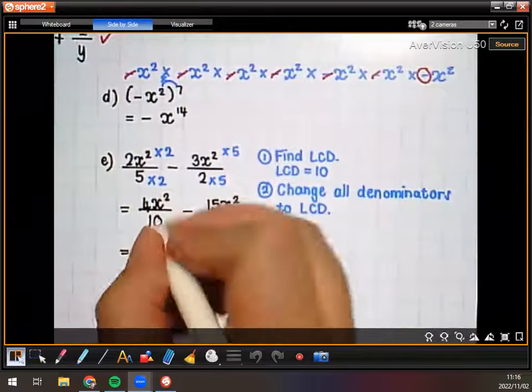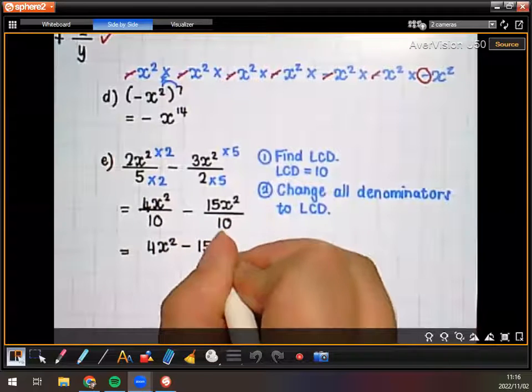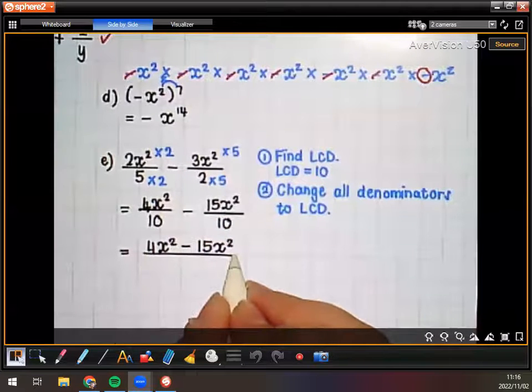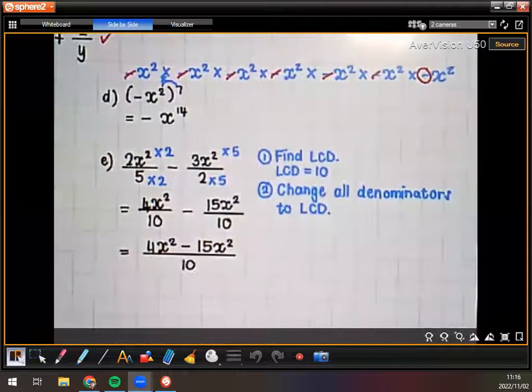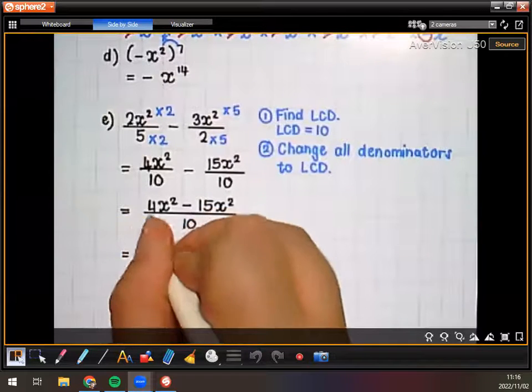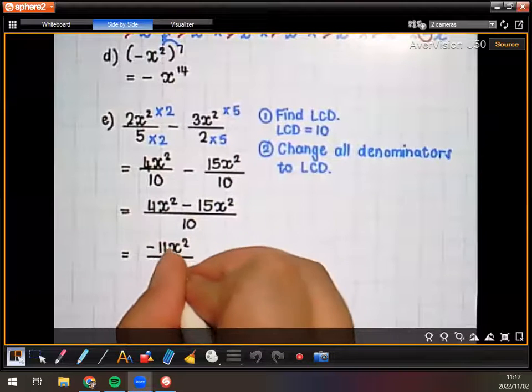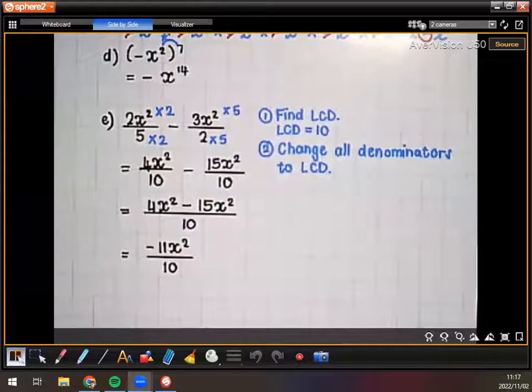Now guys, if it makes it easier, you can actually write this as just one fraction with a denominator of 10. But you don't actually have to. Okay? Now what's 4 minus 15? Negative 11. So negative 11x squared over 10. Can I simplify 11 and 10?